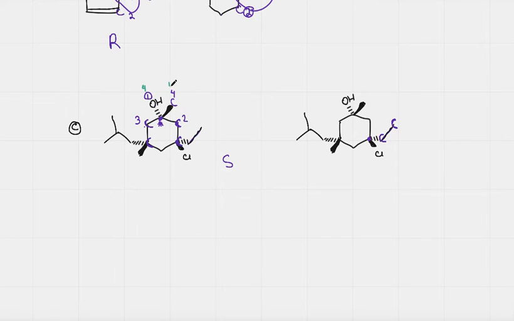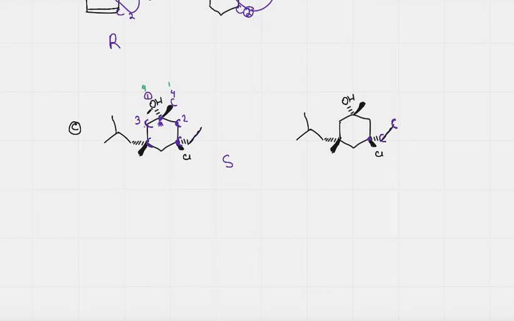And so now I assign my configuration. I connect my 1 through 3 after I have assigned my priority. So I have 1, 2, 3, and it looks like it's going to the right. But because I did not have my fourth group on a dash, I have to switch my stereochemistry.